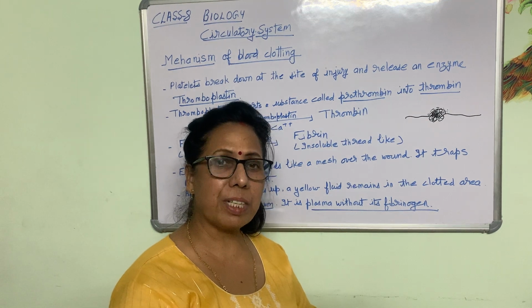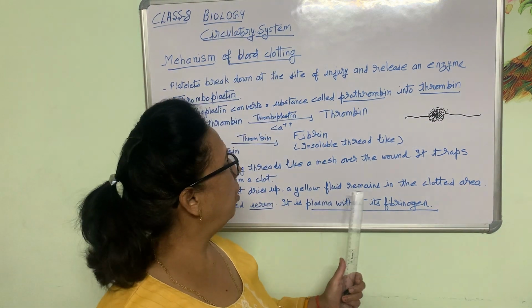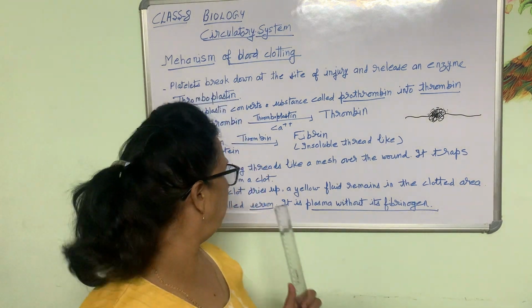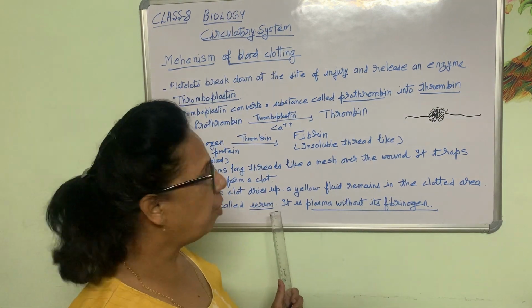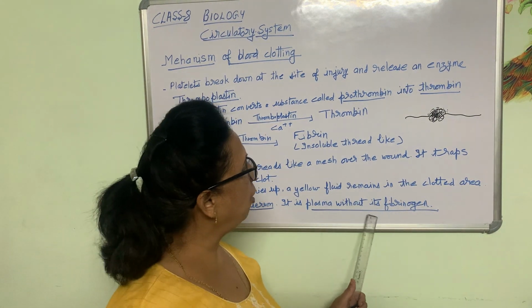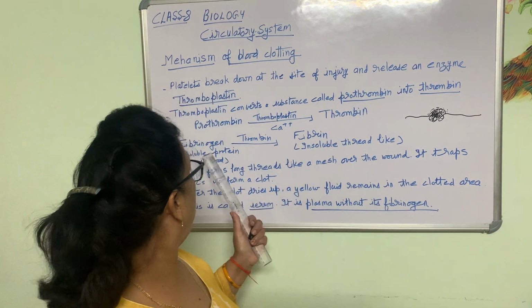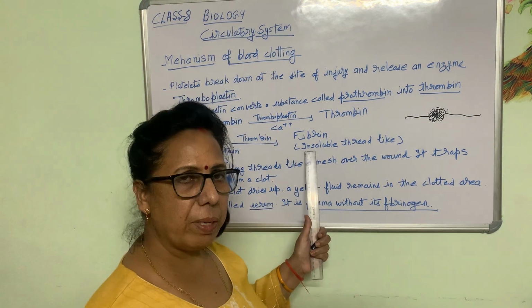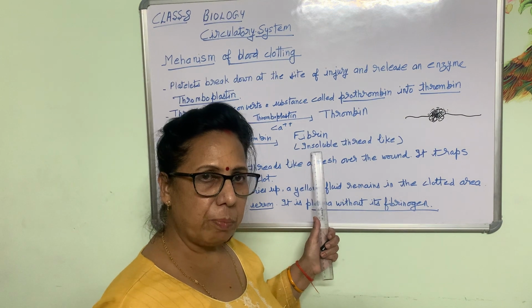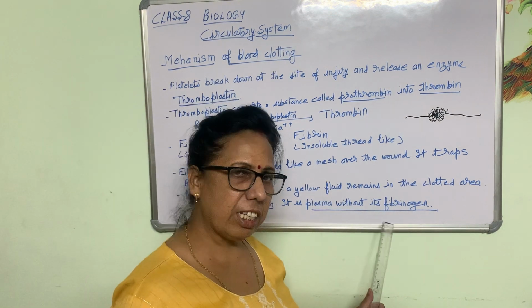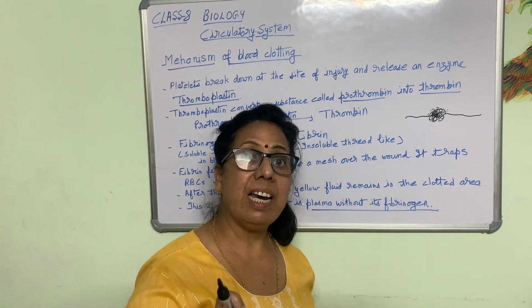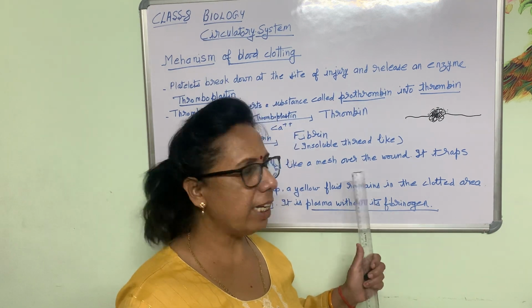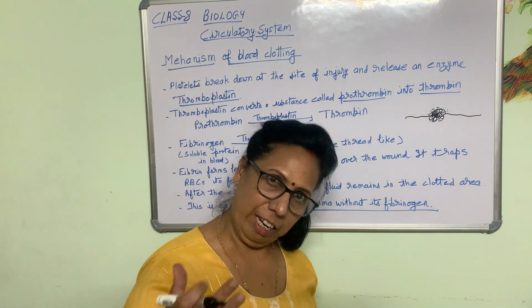A light yellow colored substance comes out. This yellow colored fluid which remains in the clotted area is called serum. And what is serum? It is the plasma without fibrin. The fibrinogen took part in forming the fibrin. That part of the plasma which remains is the serum; it contains everything, only it lacks fibrinogen because fibrinogen has taken part in the formation of the clot.